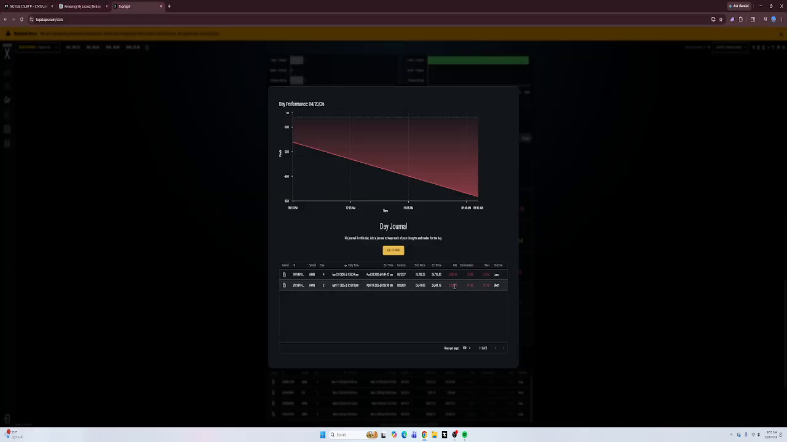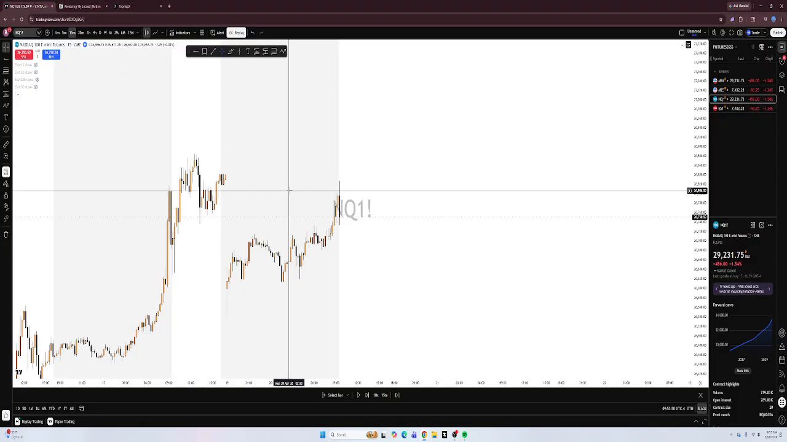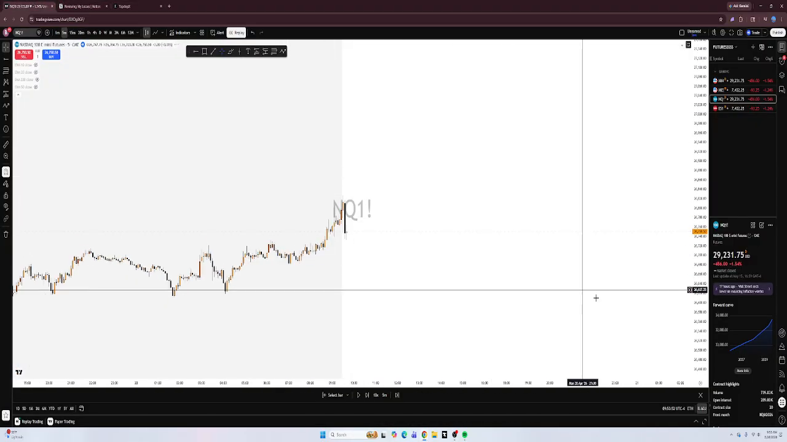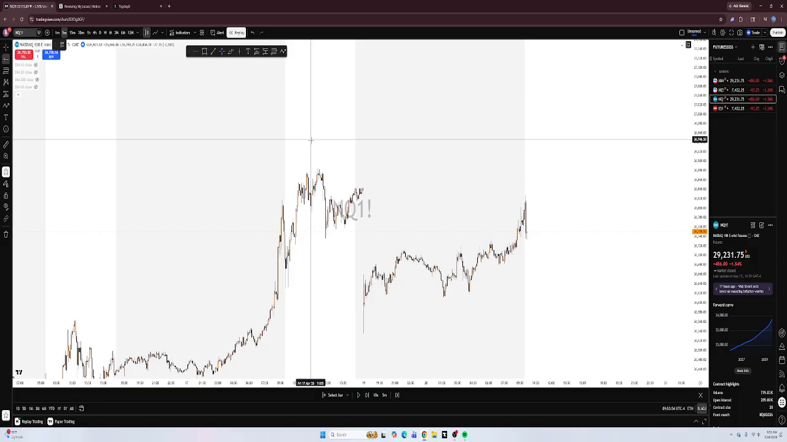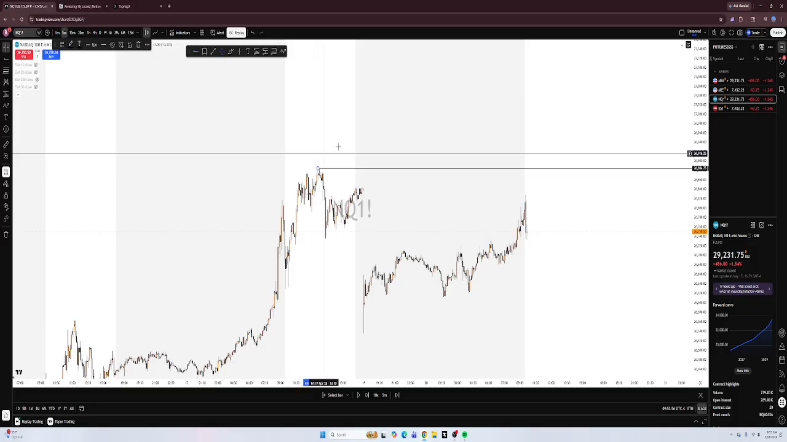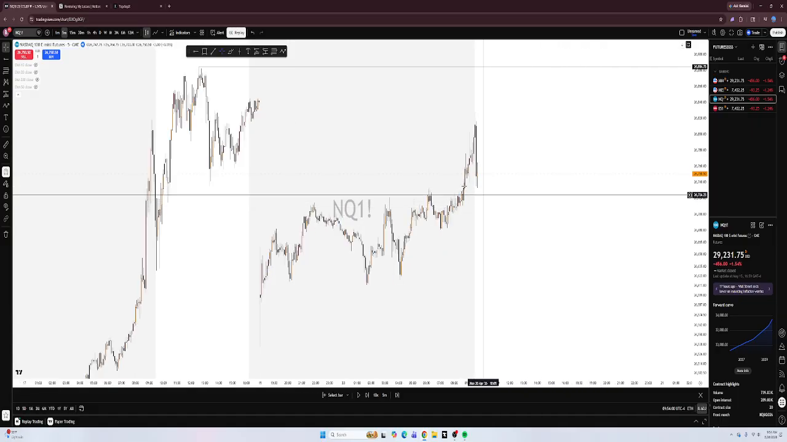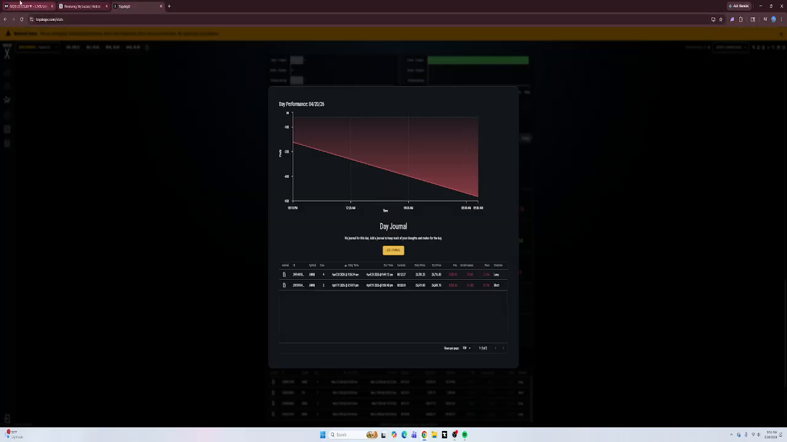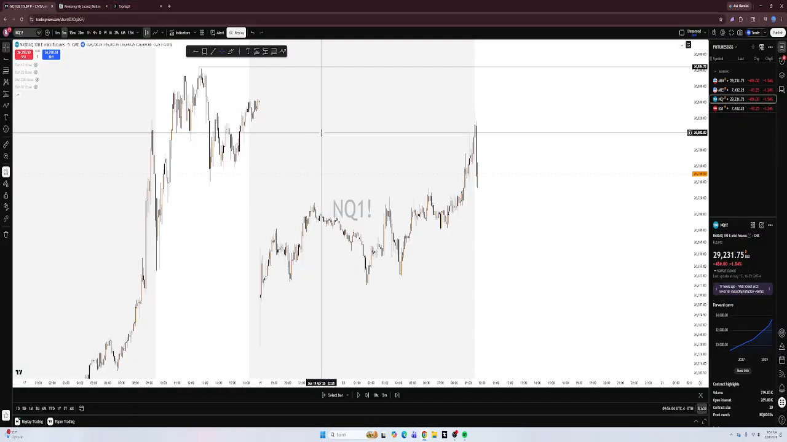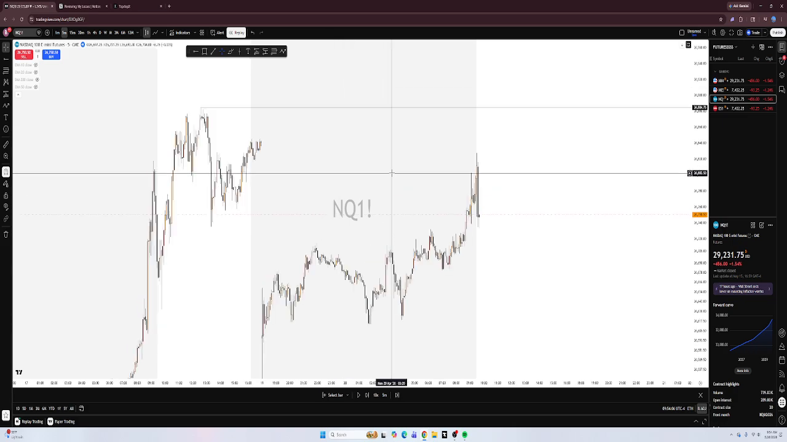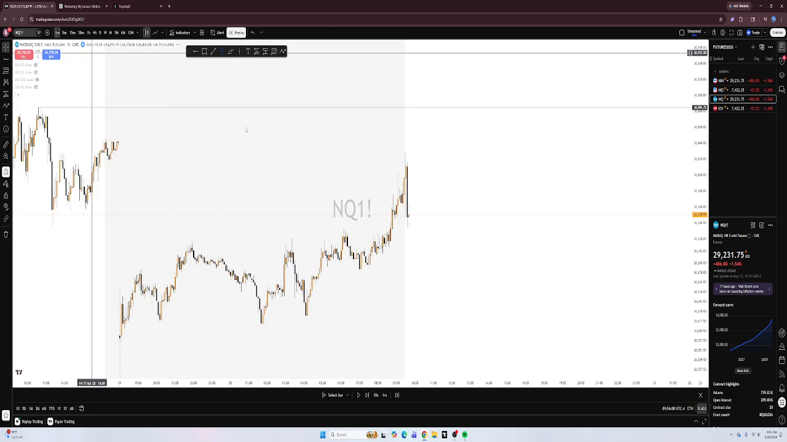So I took longs for 75,716. Drawing liquidity, all-time highs again. Just had this nice gap fill. Let's see.